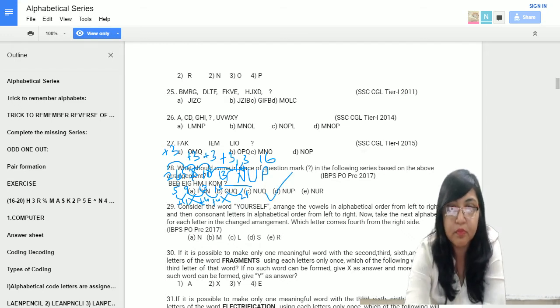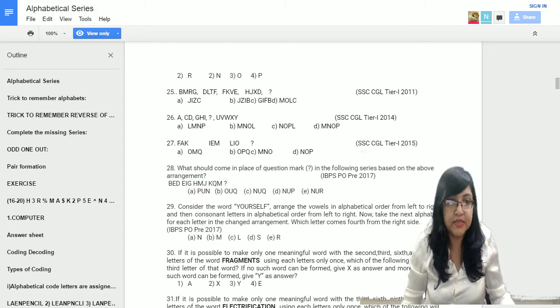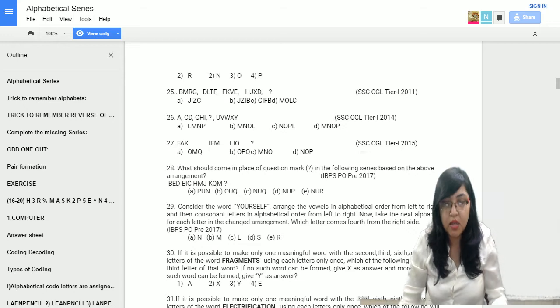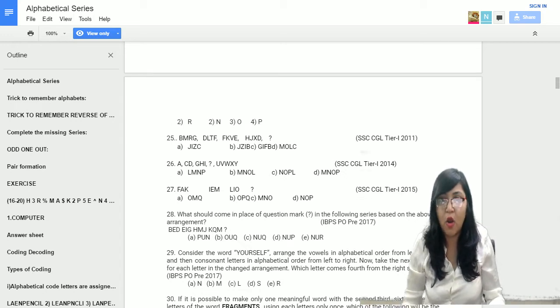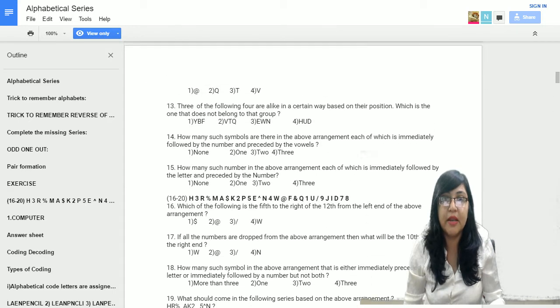Clear? Okay. Now let us move on to a different set of questions. That is not very commonly asked, but it may be asked in your exam. So we'll be learning the same.